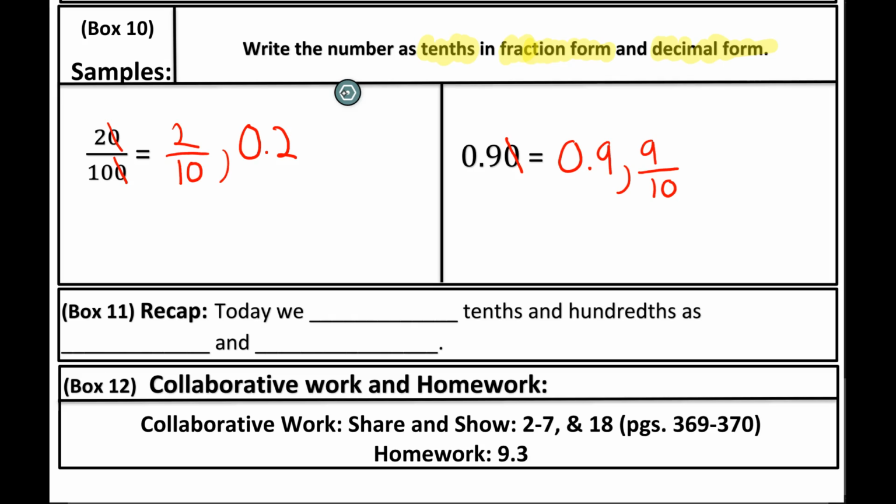Going into box 11, our recap. Today, sorry, today we recorded tenths and hundredths as fractions and decimals. Okay? As fractions and decimals.